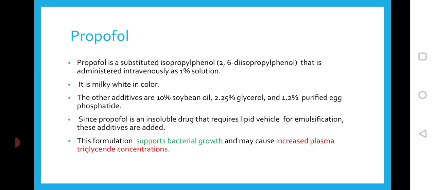Second one is propofol. Propofol is a substituted isopropyl phenol, administered intravenously as a 1% solution. It is milky white in color. Other additives are 10% soybean oil, 2.25% glycerol and 1.2% purified egg phosphatide. Since propofol is an insoluble drug that requires a lipid vehicle for emulsification, these additives are added. This formulation supports bacterial growth and may cause increased plasma triglyceride concentration.